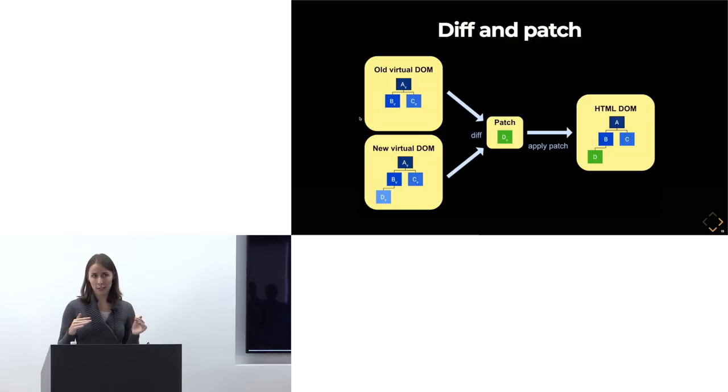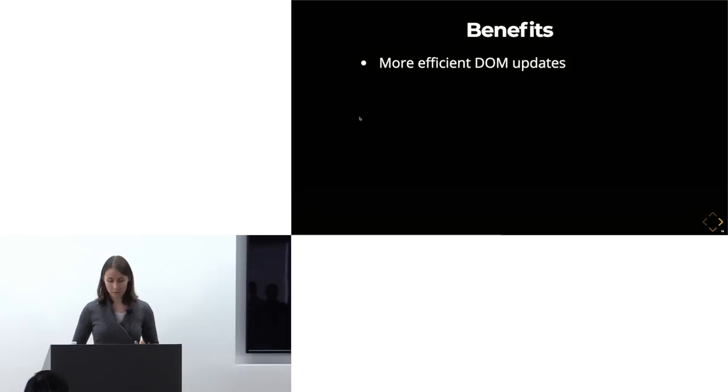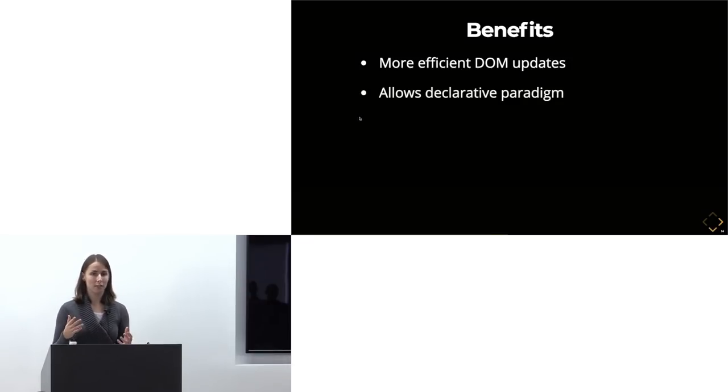Next, we apply only the patch to the HTML DOM. And so this ends up being a much cheaper modification to our actual DOM than if we had completely recreated our DOM from scratch. So the benefits of this are, first of all, it is a more efficient way to update our DOM. And second of all, it allows us to use this declarative paradigm of specifying what we want our view to look like all at once, which would not be feasible to do if we were doing that directly to our actual DOM.